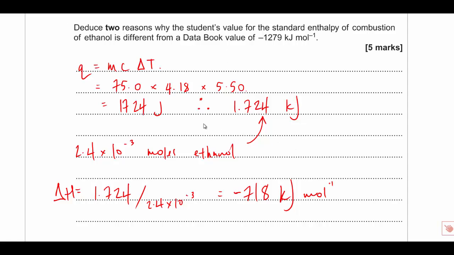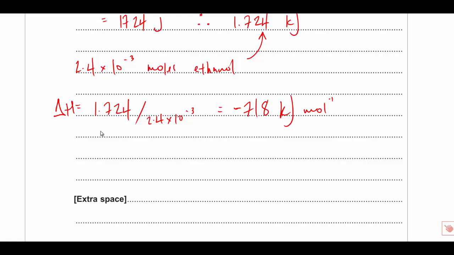Deduce, not finished there though. That's our 3 marks there for calculation. Deduce 2 reasons why the student's value is basically different to the value that was produced. Classic answer: heat lost to surroundings.